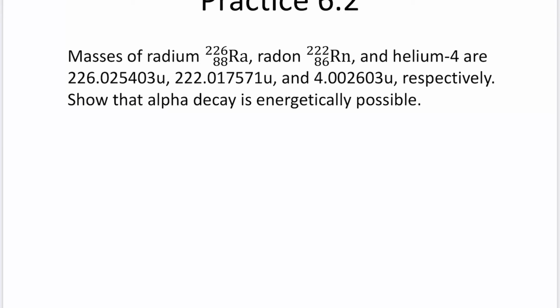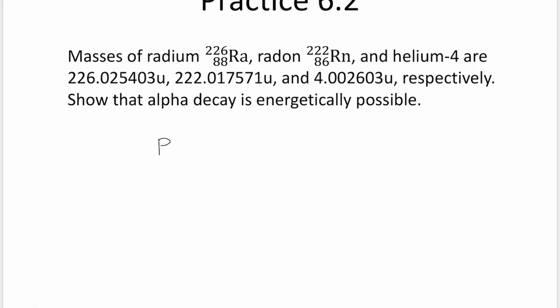So in this practice, the masses of the radium-226, radon-222, and helium-4 are given by 226.025403 atomic mass units, and then radon is 222.017571 U, and the helium-4 is 4.002603 U. Show that alpha decay is energetically possible.